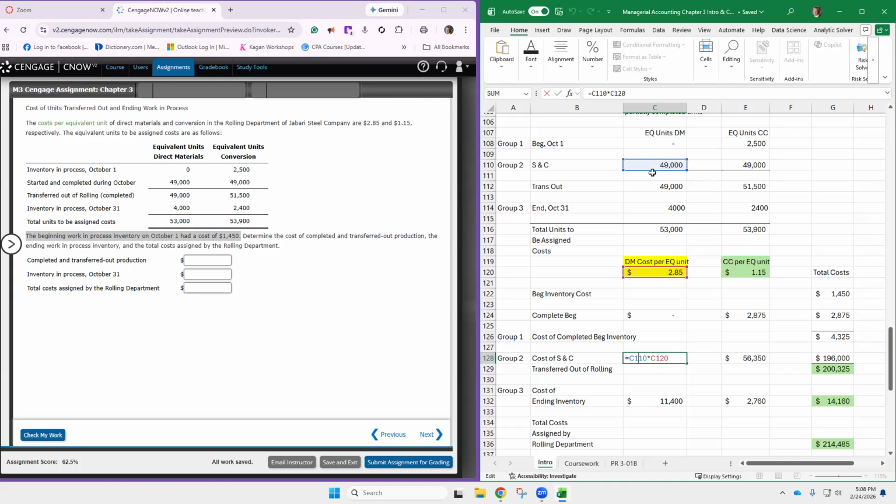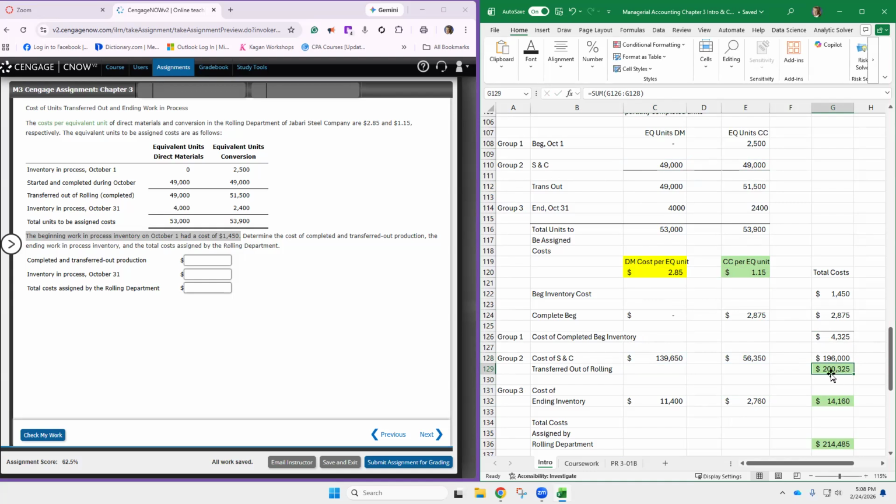This is the units started and completed. So we're going to take 49,000 started and completed units times $2.85, and we get 139,650. We're going to do the same thing here. We're going to take 49,000 started and completed units times $1.15. And when you add across, it comes to 196, and then you're going to add down.